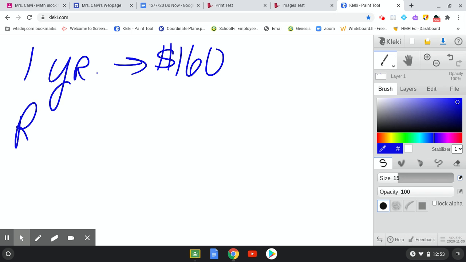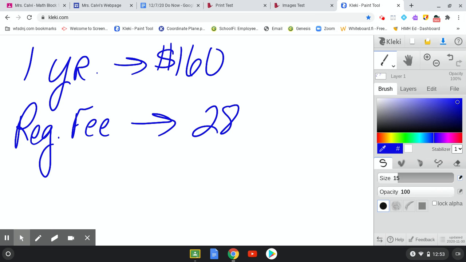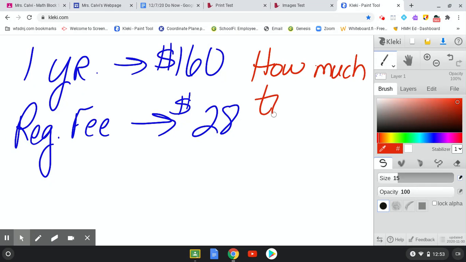A registration fee of $28 is paid up front. So a registration fee, I'm just going to abbreviate to save time, costs $28. And the registration fee is always a one-time fee. And then the rest is paid monthly. How much do new members pay each month? So we want to know how much to pay each month.